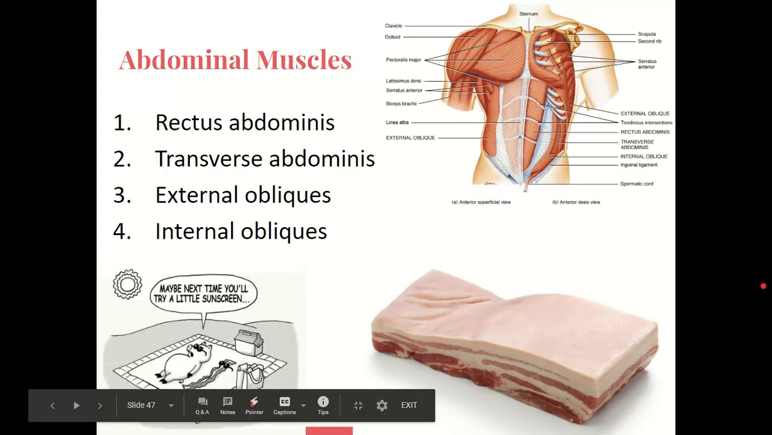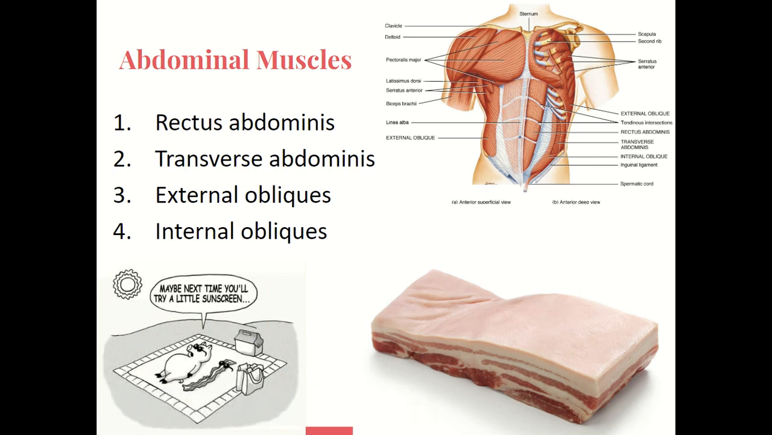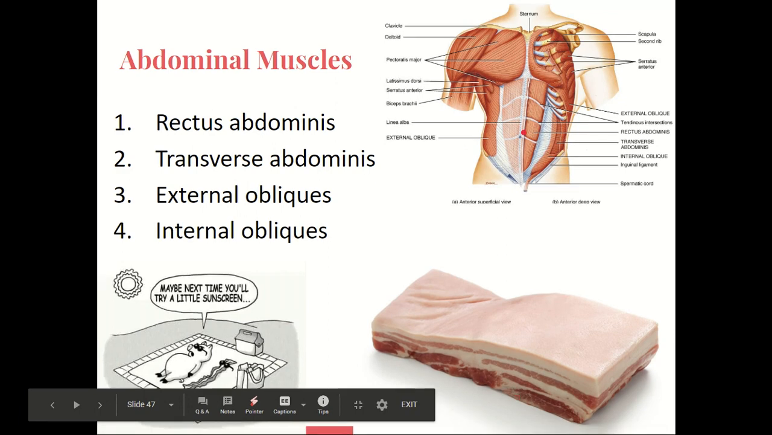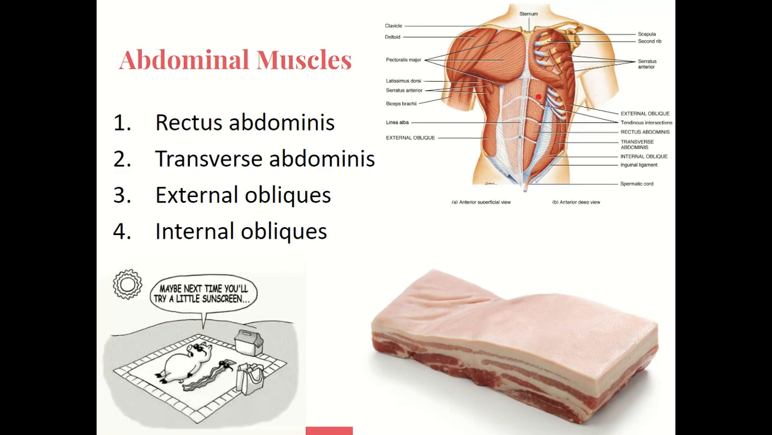All right, so the first thing we're going to take a look at are the abdominal muscles. And there are four abdominal muscles listed here: the rectus abdominis, transverse abdominis, external obliques, and the internal obliques. And if you notice, you may see that I have a couple of pictures here. Namely, I have one that's our anatomical picture, and you can see all these muscles in the abdominal area.